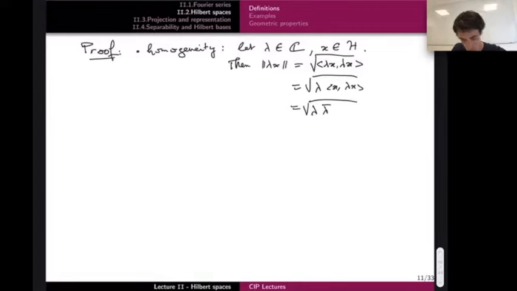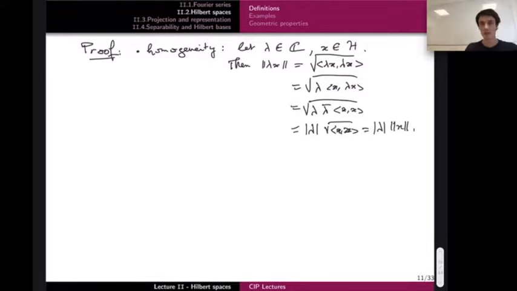So it's lambda bar. We've done that just before. x. Okay, and lambda times lambda bar is the modulus of lambda squared. So this is equal to the modulus of lambda times the square root of x against x, which is equal to the modulus of lambda times the norm of x. Oh, sorry, so there's no square here because I took the square root. Fine. So I have the homogeneity.